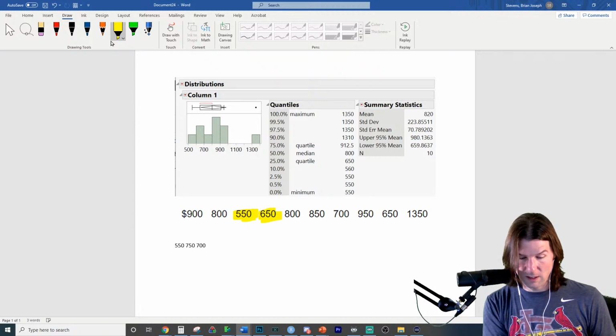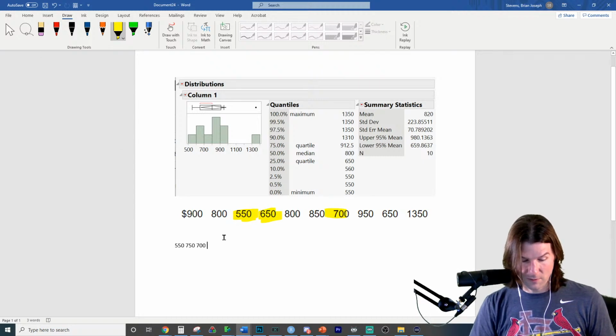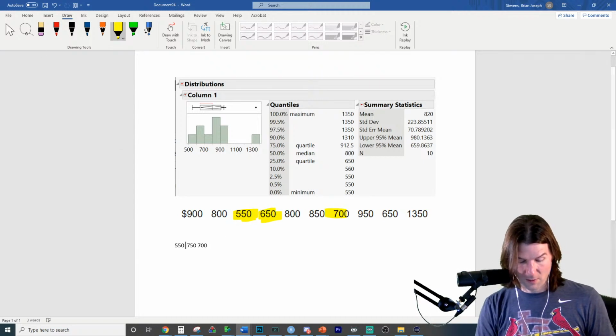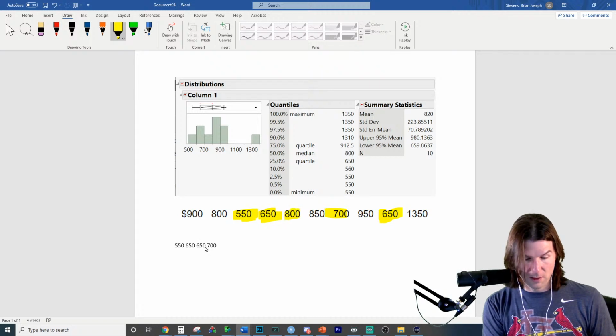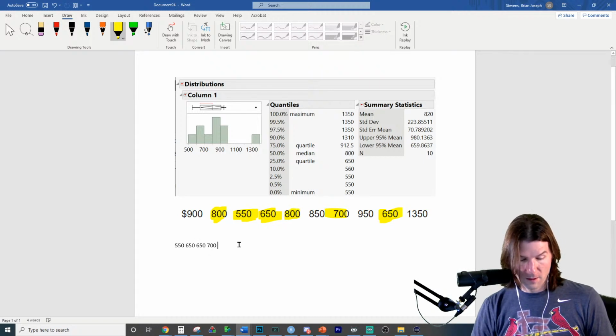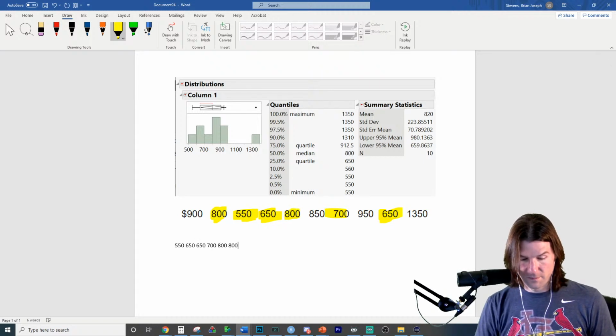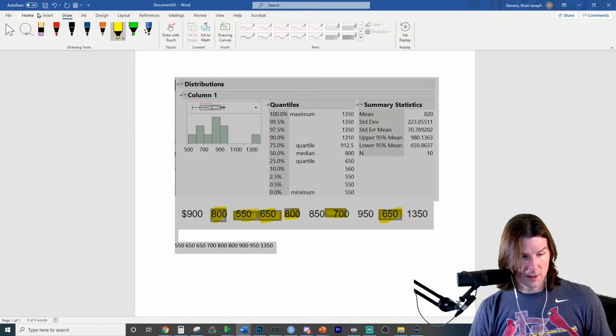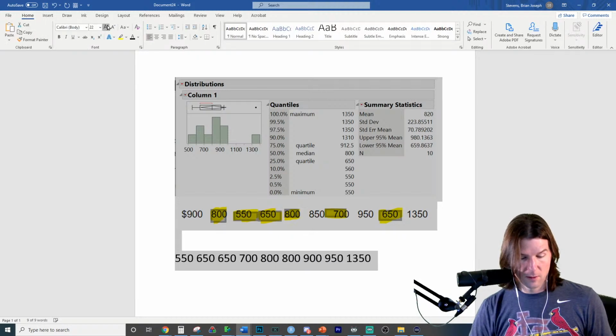550, 650, 700. We got another 650. And I put that out of order. Oh, I put 750. 650, 650, 700, two 800s. And then 900, 950, 1350. Okay. So that's got everything correct right there.